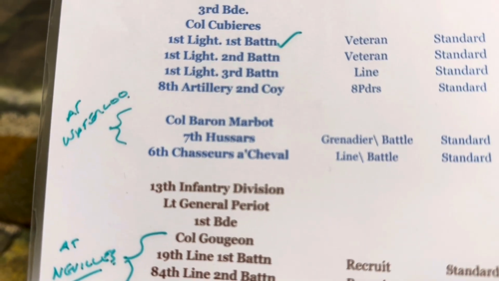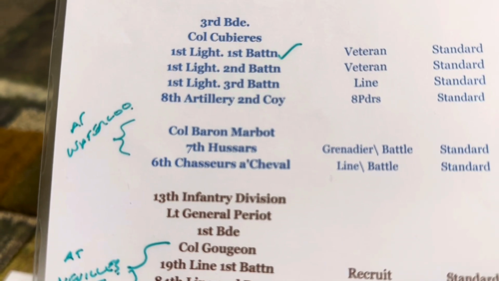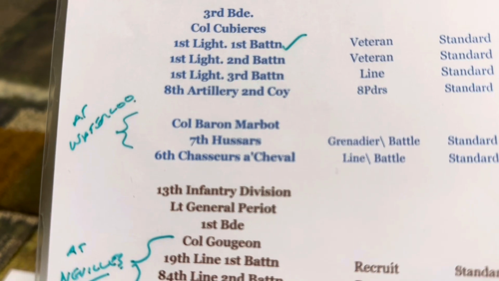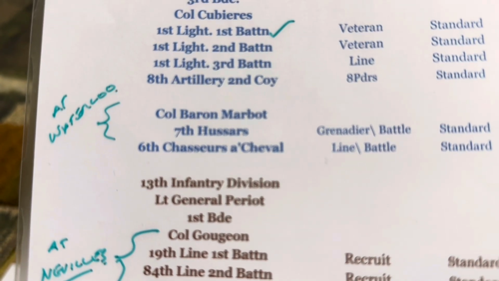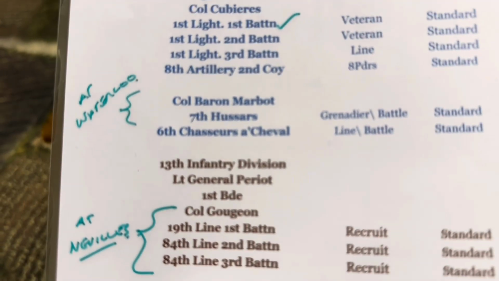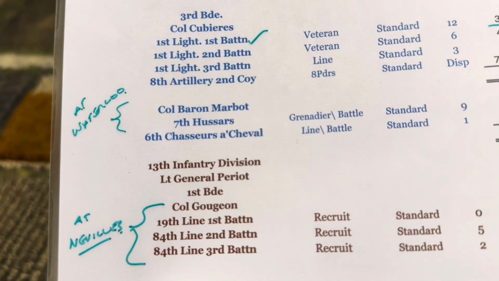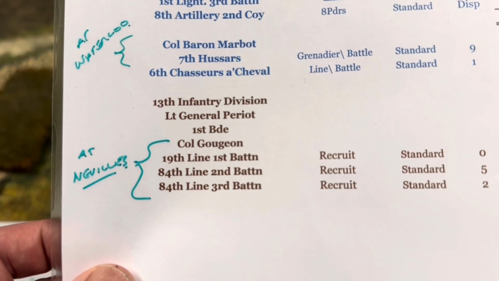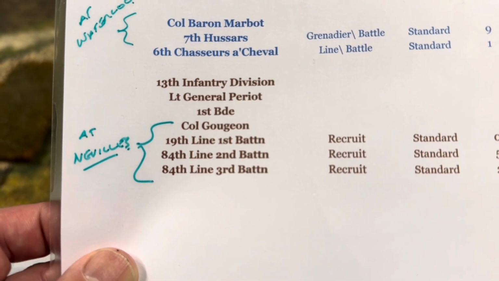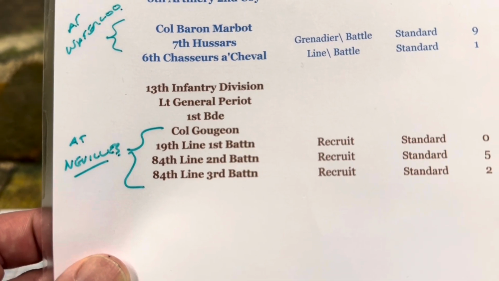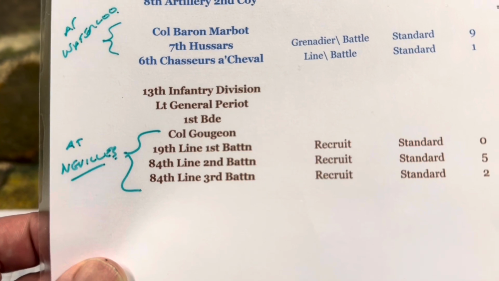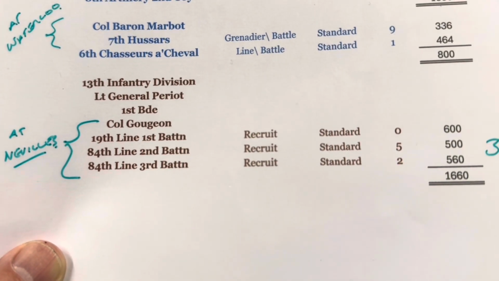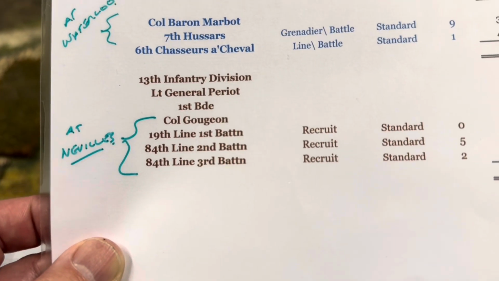He'll get at least 4 turns of warning that troops are about to arrive. And he can decide if he wants to disengage or go for broke. And at Neuville, from the 13th Infantry Division, that 1st Brigade, consisting of Colonel Gorgon's brigade, predominantly of recruits, they are located at Neuville.